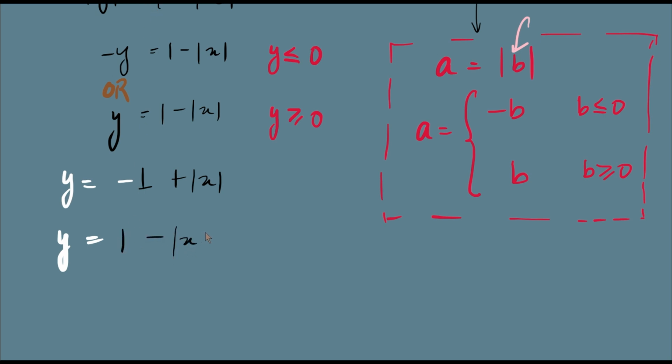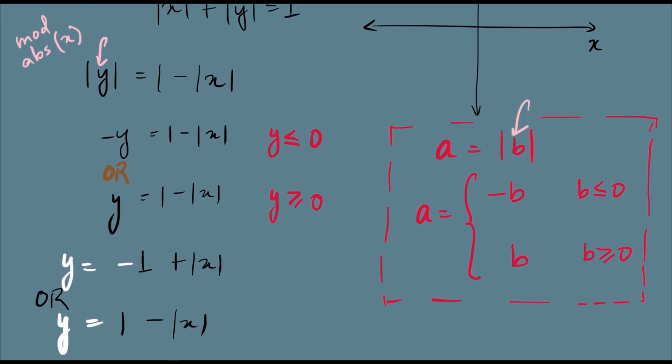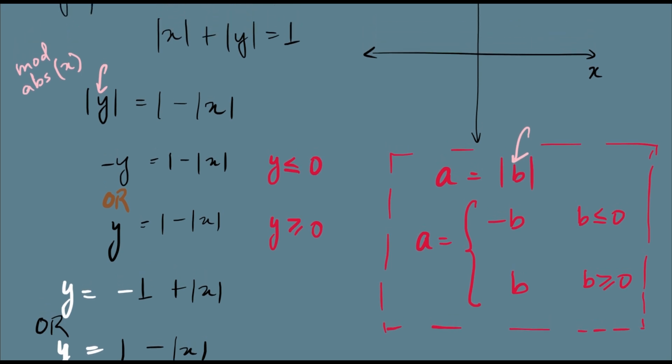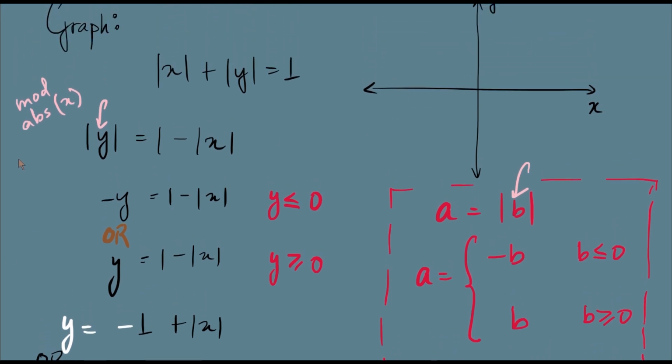I might not be consistent with the colors, but I hope you understand. Either this case or this case has to be satisfied. So now we can go ahead and graph it. The first graph we'll have to do is y is equal to minus 1 plus mod x. To graph that, let me just graph mod x first.